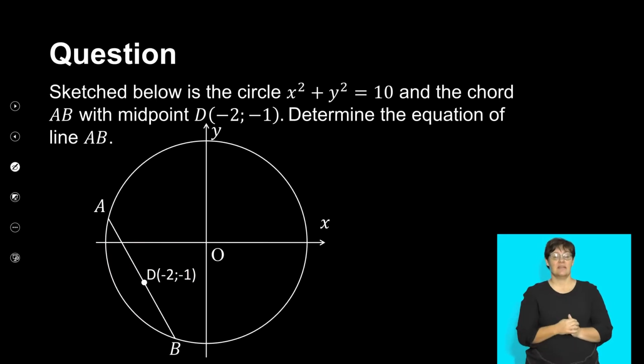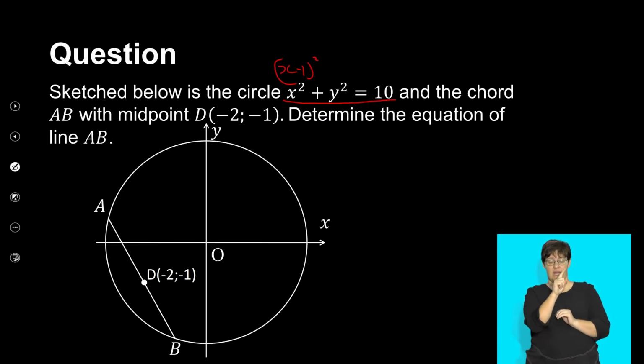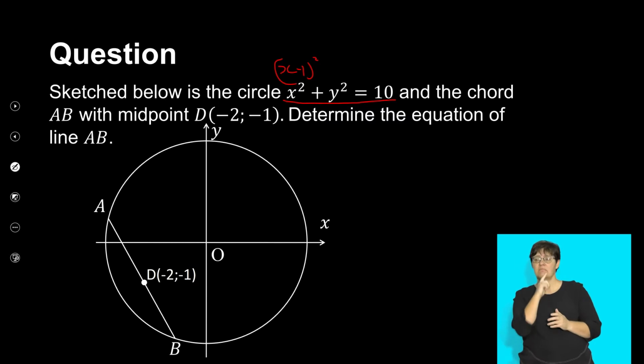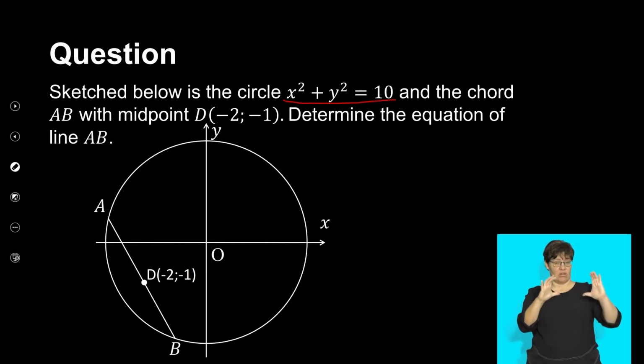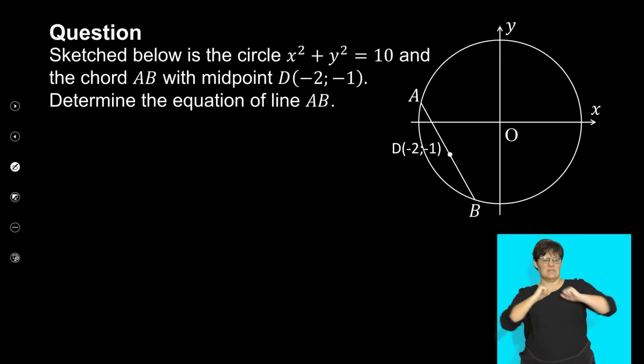Our question says there's a circle, x squared plus y squared equals 10. In this case, because it's not x minus 1 squared, which would have moved my circle to the right 1 unit, it's just x squared. That means the center of my circle is at x equals 0 and y equals 0, the origin of the Cartesian plane. They tell me that there's a chord drawn, AB. They tell me that the point D is the midpoint of my chord, and that's important. We're going to see why later. What they want us to do is calculate the equation of this line AB. Now, I'm going to move the sketch to the top of the board so we have a little more space to work.